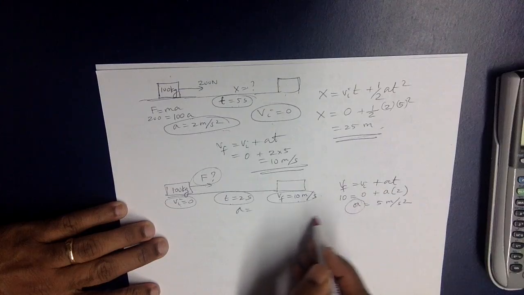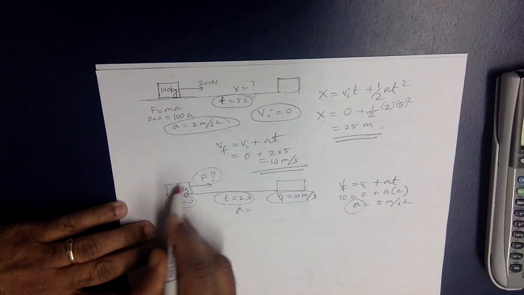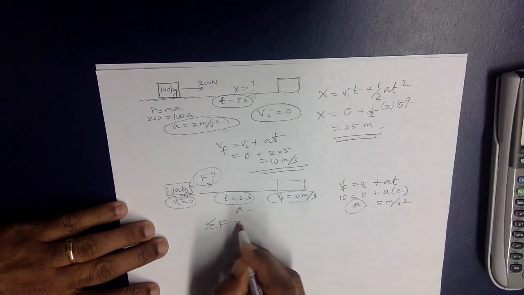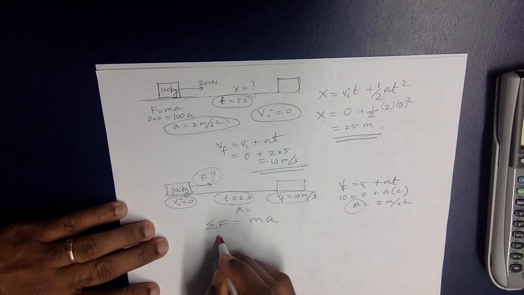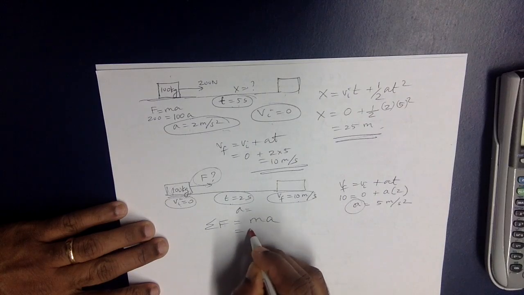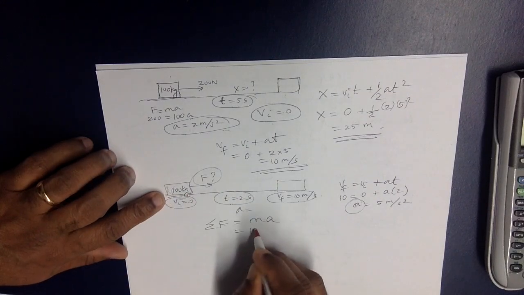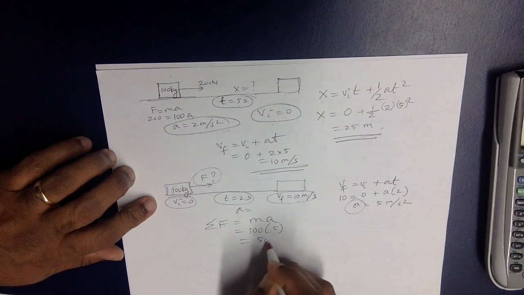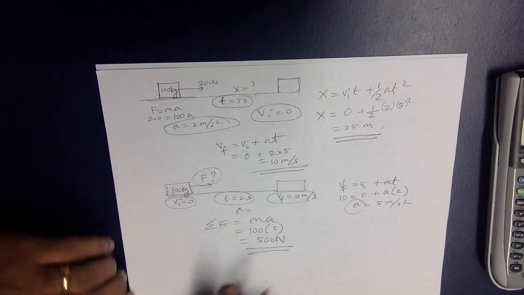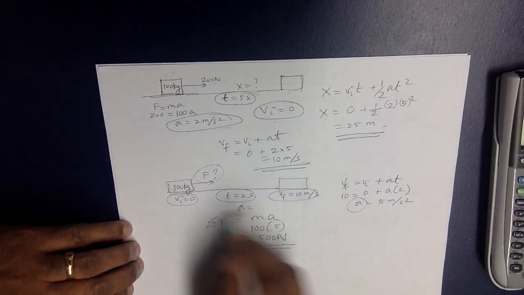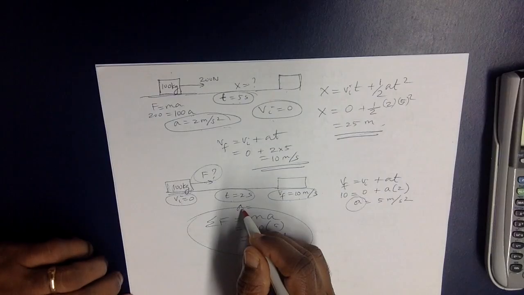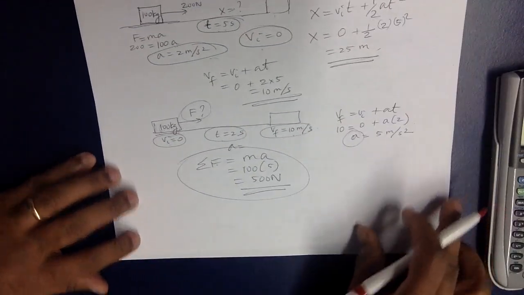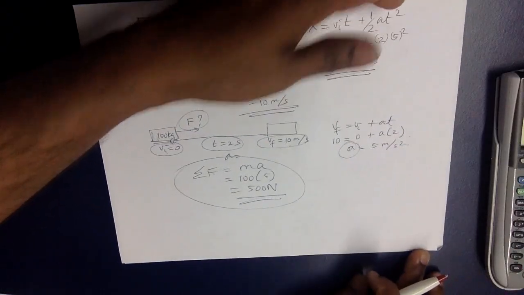Now if a is 5 meters per second squared and the mass is 100 kilograms, what is the net force? You use net force equal to mass times acceleration. So you want to find the net force. Mass is 100 kilograms. Acceleration is 5. So the answer is 500 newtons. So like that, you can actually use net force = ma to get multiple problems solved.